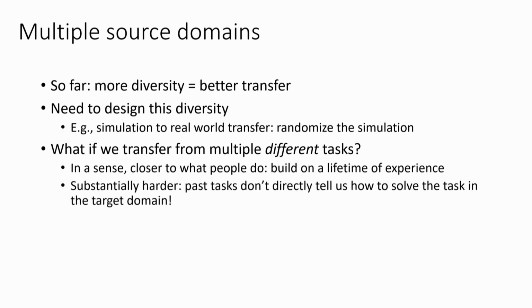This is substantially harder because those past tasks weren't directly designed to tell us how to solve the task in the target domain, so you have to work a little bit harder to pull out the right knowledge from those previous tasks to actually facilitate learning the target task. And if you're not careful about it, you can get what's called negative transfer, where the stuff you learn from the source domains actually makes it harder to solve the target task.